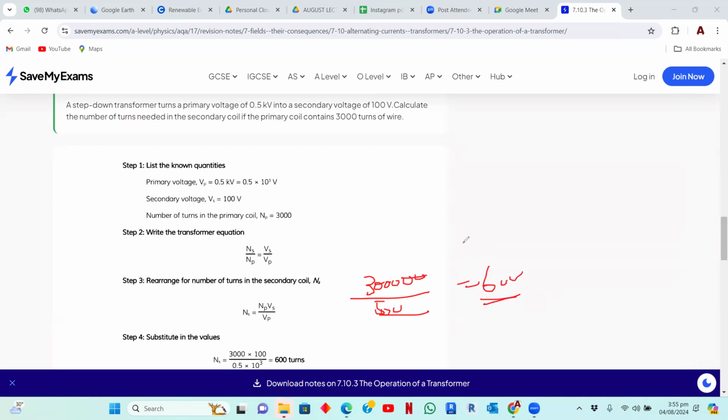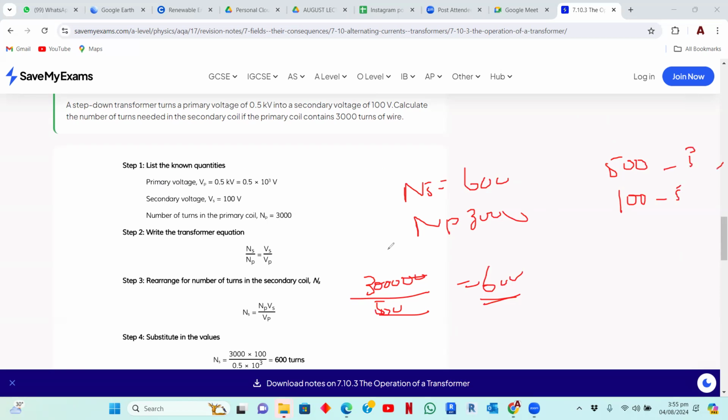Now, what is this 600? This is the number of turns of secondary coil. So number of turns of secondary coil is 600, and number of turns of primary coil was 3,000. So look at the ratios as well. 500 was the primary voltage and 100 was the secondary voltage. Sorry, the other way around. 100 was the secondary voltage and 500 the primary voltage.